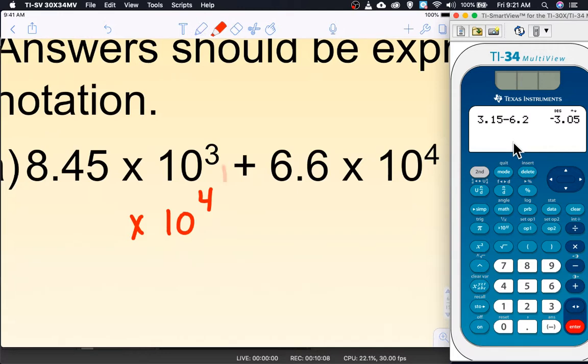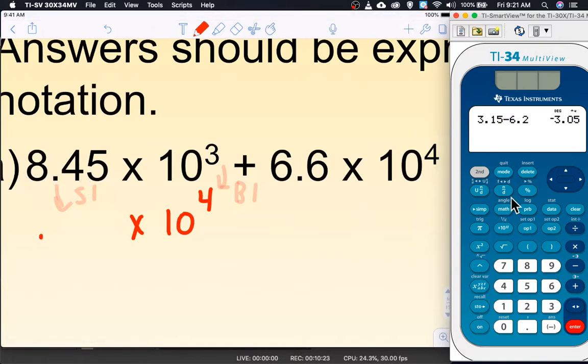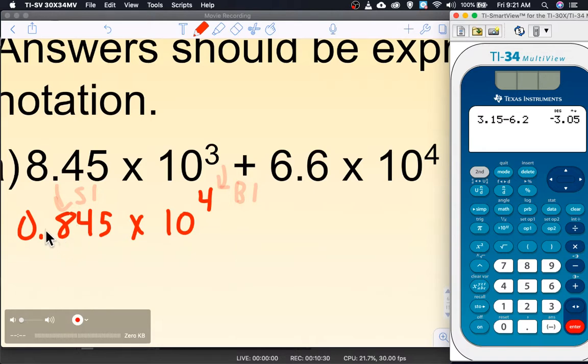So now think, this piece got bigger by 1, so my decimal piece needs to get smaller by 1 decimal place. So to make this smaller, I'm not going to move it this way. That becomes 84. That's bigger. I'm going to move the other way. 0.845. So it moved one place smaller.